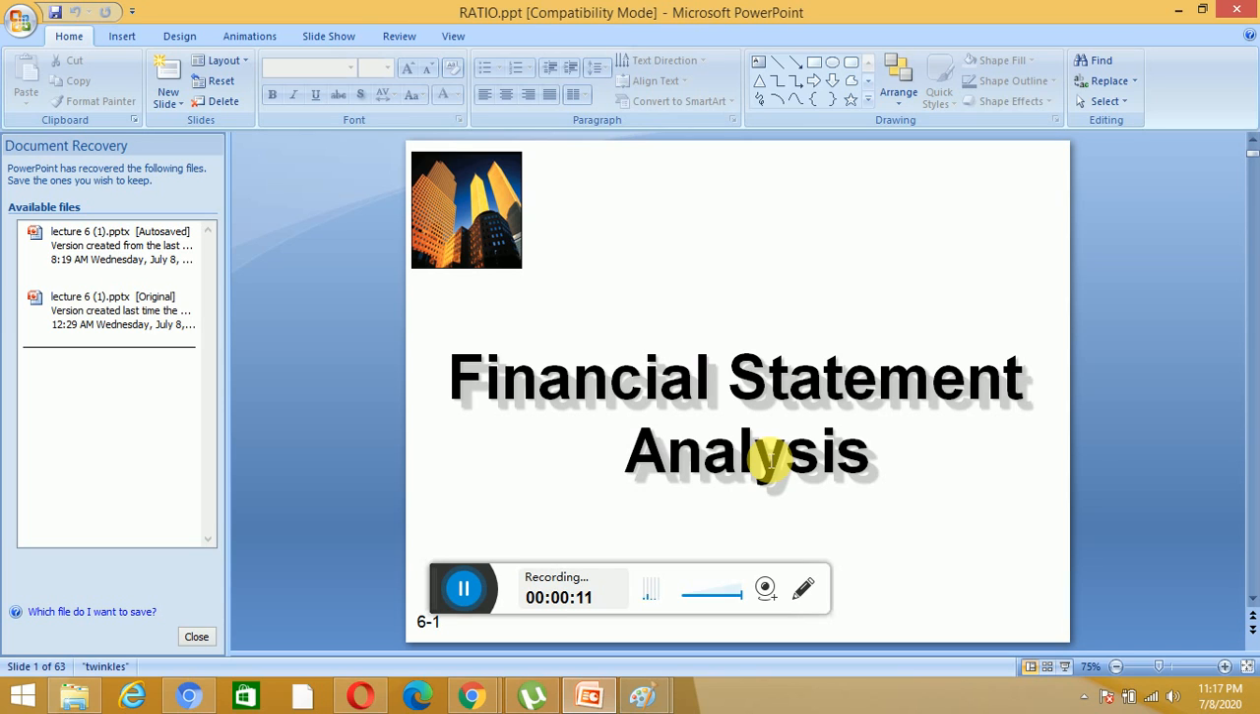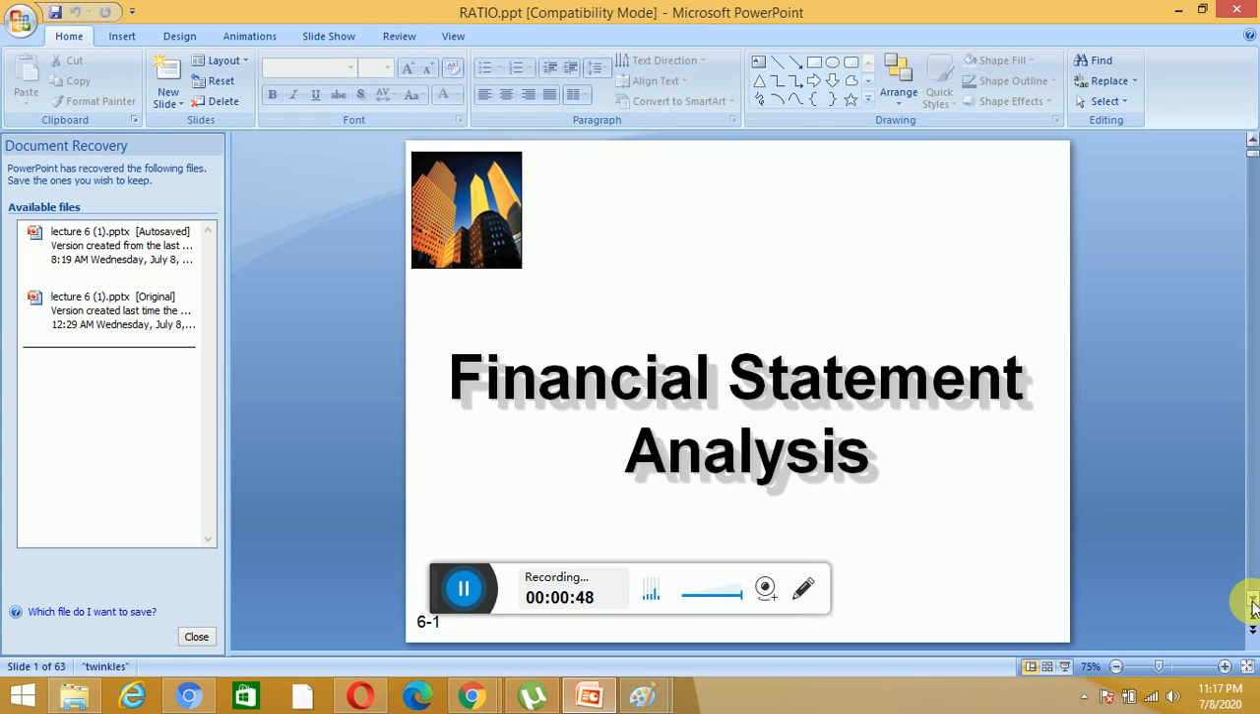In the previous class, if you remember, we discussed time value of money. In time value of money, we discussed present value. We discussed future value. Then we discussed annuities, different types of annuities, ordinary annuity and annuity due. Then we derived the formula for calculating present values and future values of ordinary annuity and annuity due.